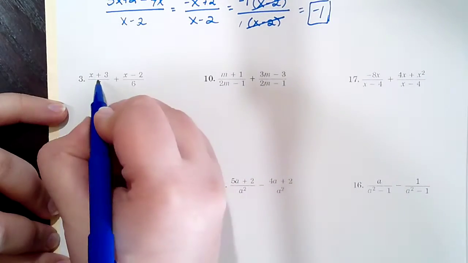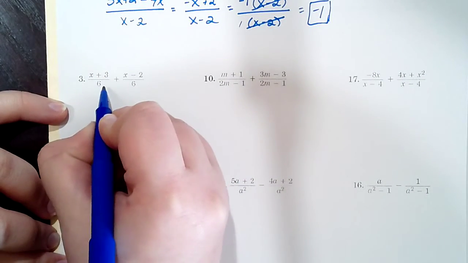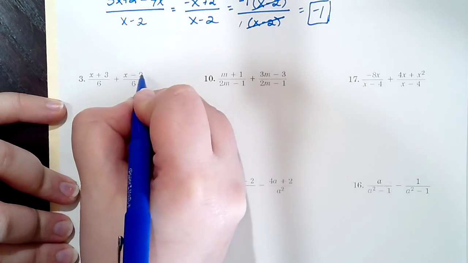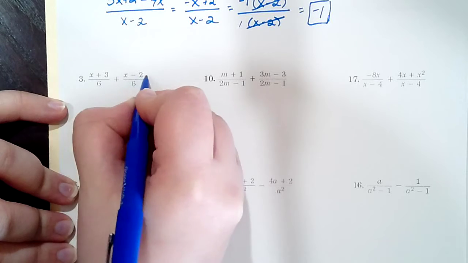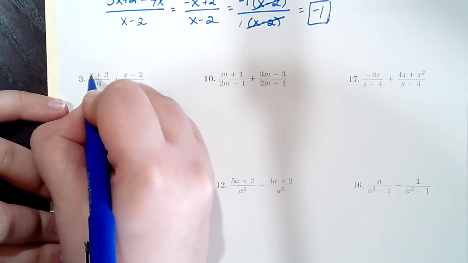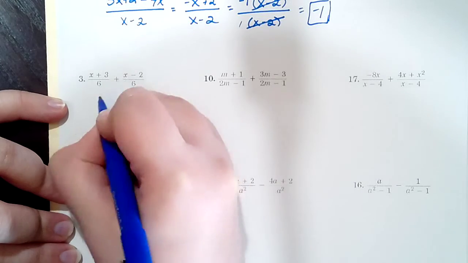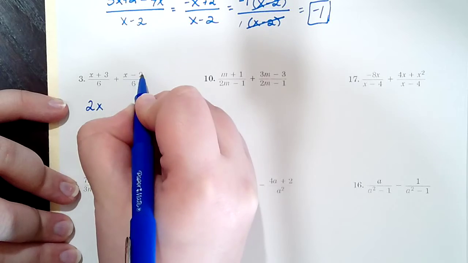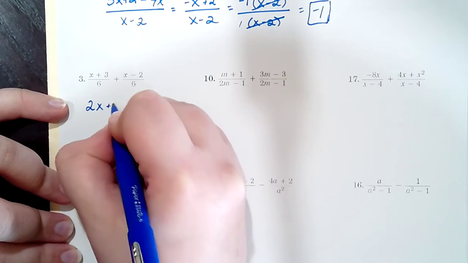First one, x plus 3 divided by 6 plus x minus 2 divided by 6. I'm adding everything on the top, so that's x plus 3 plus x minus 2. I'm going to add like terms. So an x plus an x, an apple plus an apple is 2 apples, or 2x. A 3 plus a -2 is a +1.